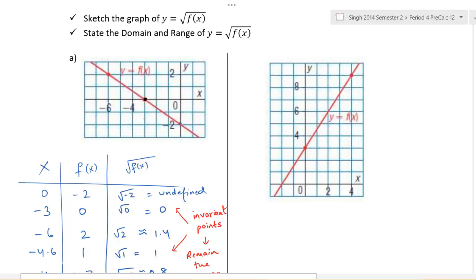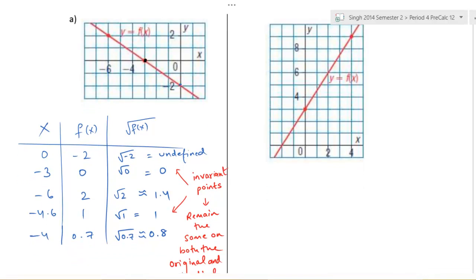So that point's going to stay where it is. And the reason why I know that's the point is because when x was negative 3, f of x was 0, our new function root f of x is also going to be 0. So when x is negative 3, f of x is 0, square root of f of x also 0. Second point that stayed the same was when x was negative 4.6, roughly here, the y value was 1, and on the new function that's also going to remain 1. So those 2 points are going to remain the same.